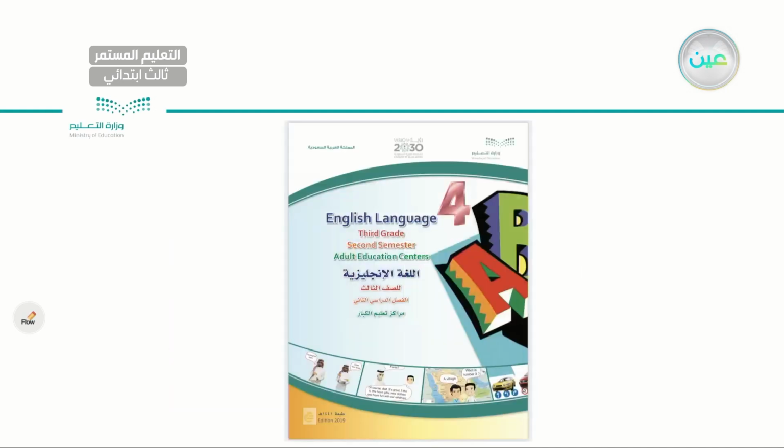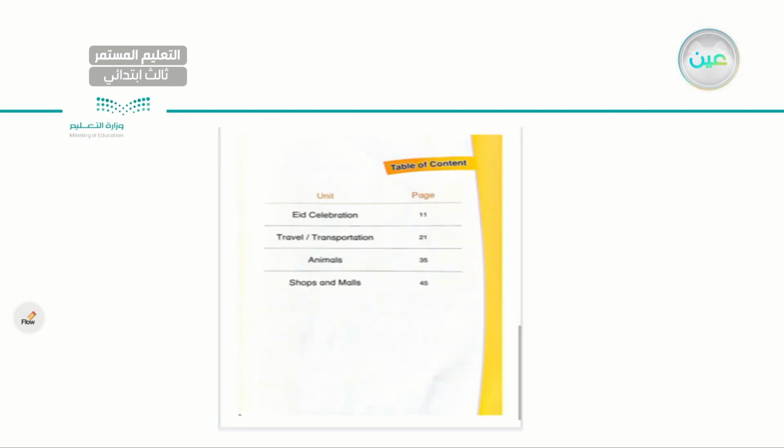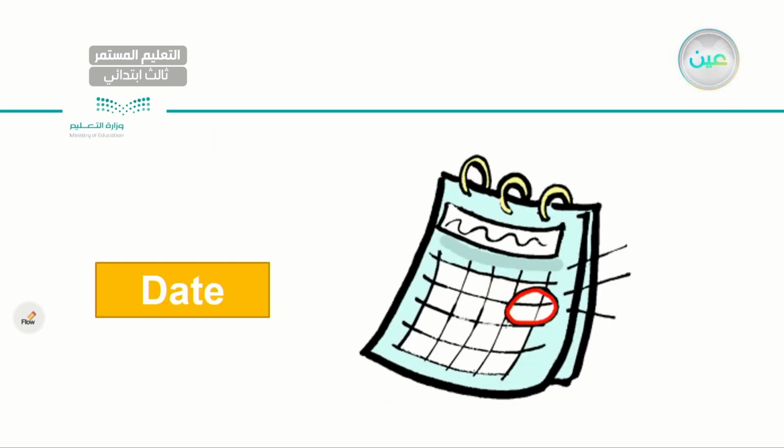Okay, so let's start. This is your book, book number 4. Make sure you have your books right next to you. And this is the cover of the unit that we're trying to cover. This unit will start at page 21 up to page 34 or 33. Okay, so this is a revision for unit number 2.